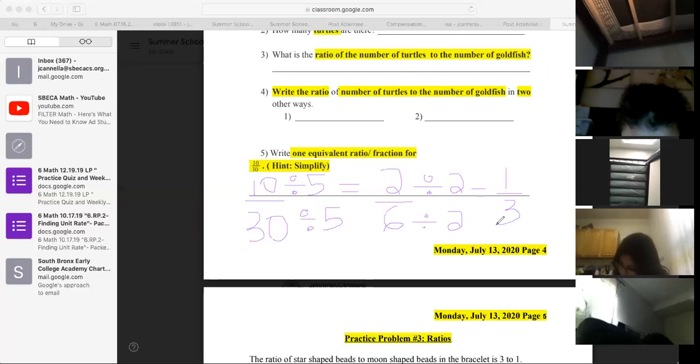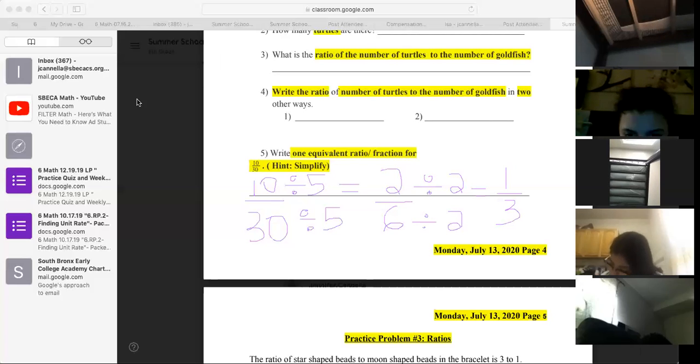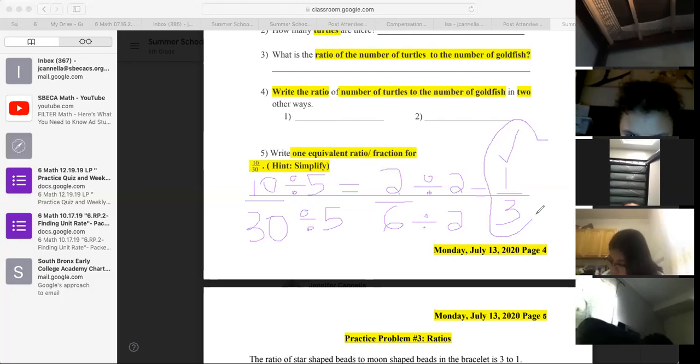So that means, which answer should I pick? B. Okay, so at the top of the page, you should circle B, which says 1 colon 3. I don't want to take this away because then you won't see. So I'm going to put a check mark on what you should pick. That is the answer. 1 over 3 is what you pick on the paper, which is B.